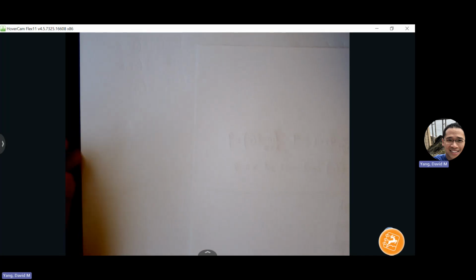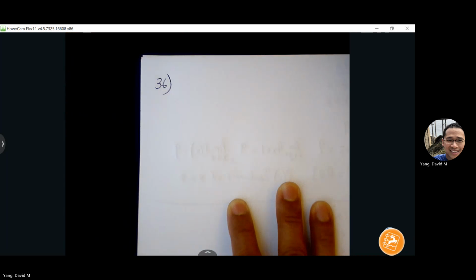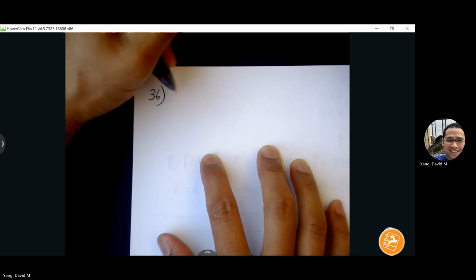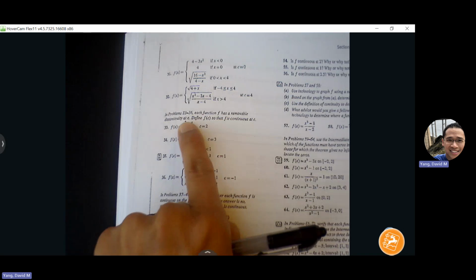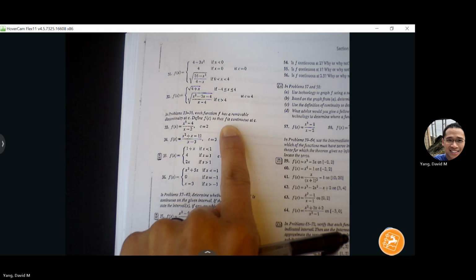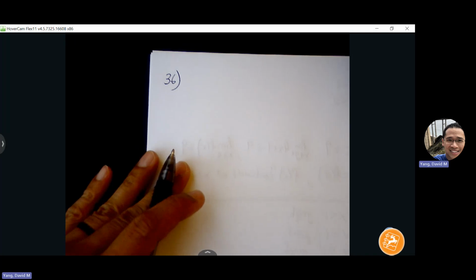And then let me do 36 with you, 36. We're just stepping through a continuity condition again. The direction here says, determine if there's a removable discontinuity. We're going to go through our continuity conditions. And if the function is not continuous, can we redefine f of c so that the graph is continuous?